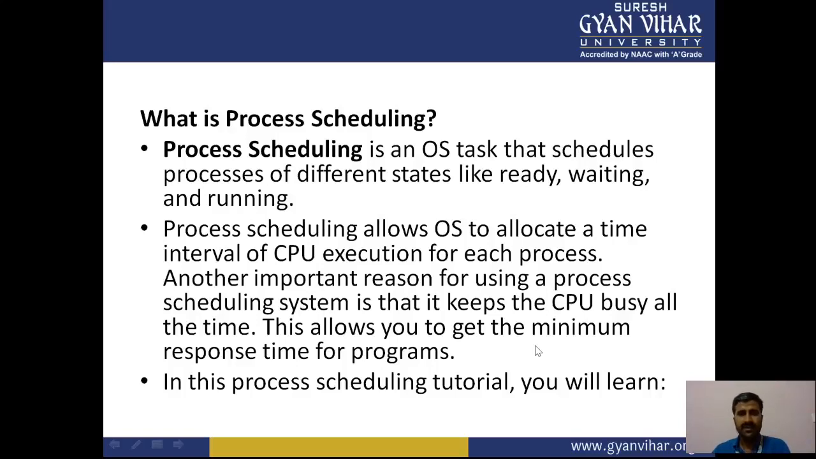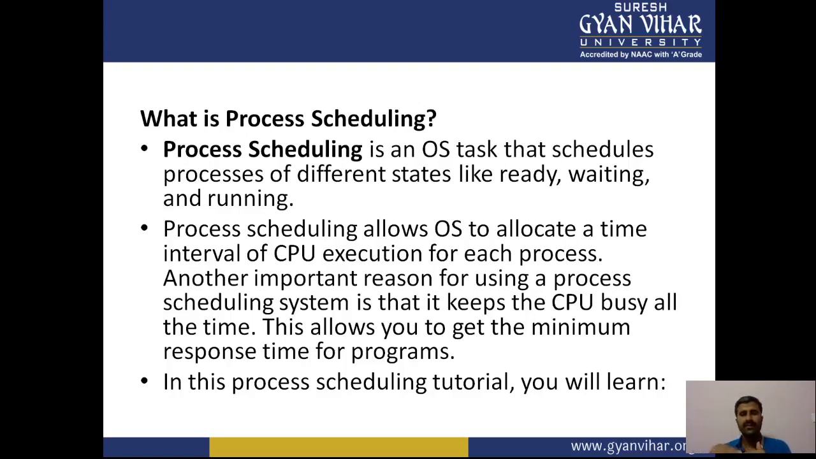Process scheduling is an operating system task that schedules processes in different states like ready, waiting, and running. Right. So basically, this is the task that schedules processes of different states, that is, how a process can be executed. Process scheduling allows the operating system to allocate a time interval of CPU execution to each process.